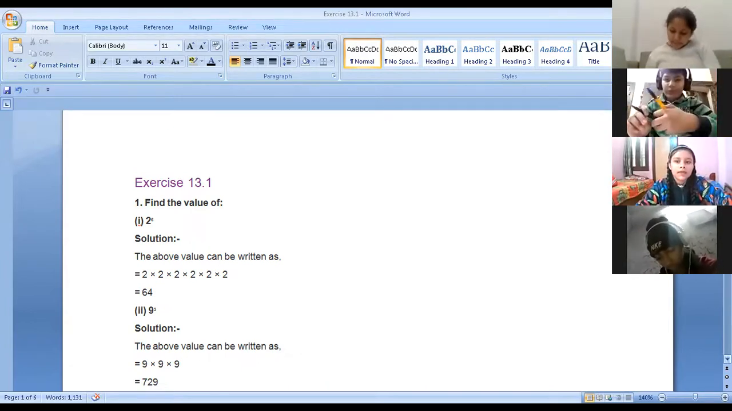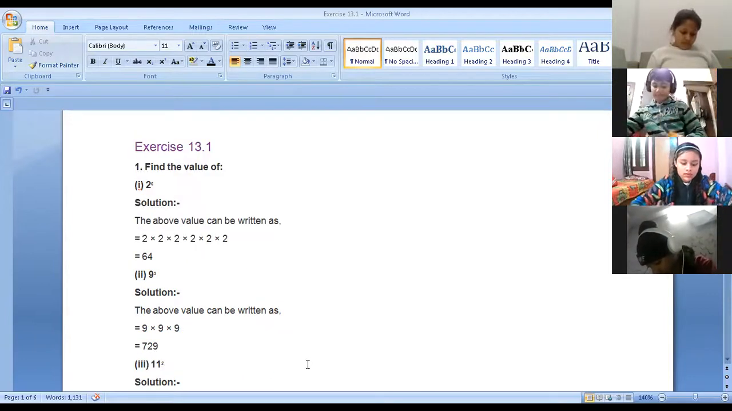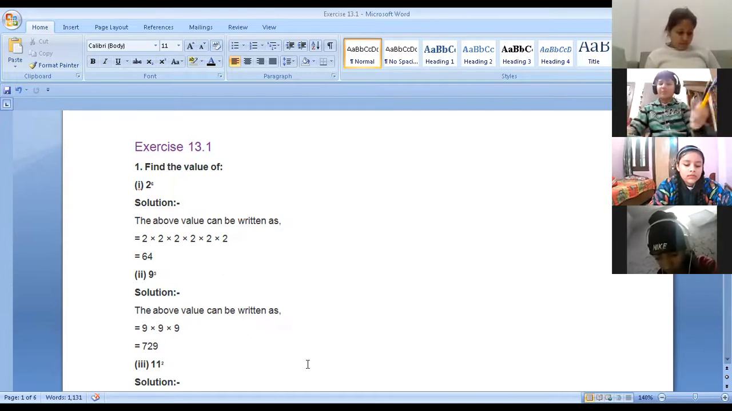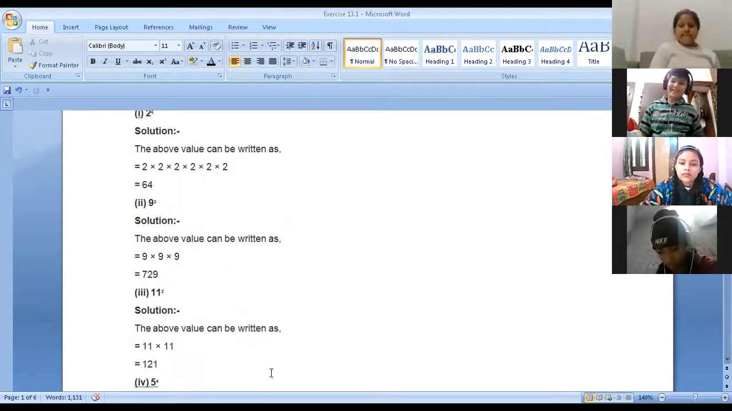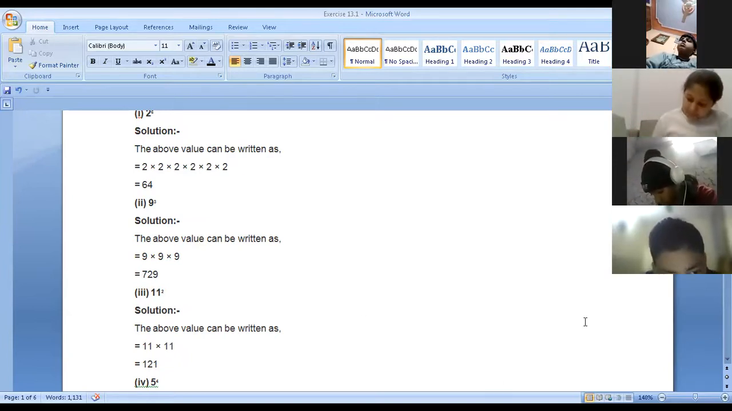Everybody. Nishchay, tell me the next part. Yes, ma'am. 11 two times. 22. No, sorry, ma'am. 11 multiply 11, you get 121. Yes, so the square of 11 is 121. Okay, ma'am. Please multiply it carefully. Okay. Vedang Yadav, tell me the next part.